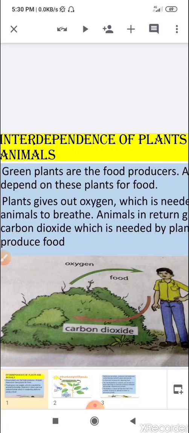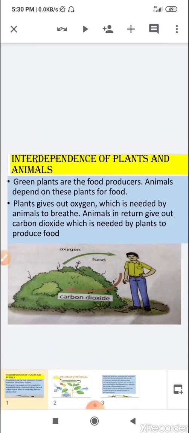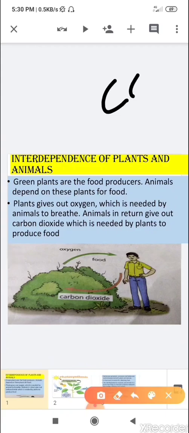So this oxygen is produced by the plants, which is needed by animals to breathe. So in return, when we take something, then we have to give also. So when animals take oxygen, in return they give out carbon dioxide, which is also known as CO2. So this carbon dioxide or CO2 is needed by plants to produce food.